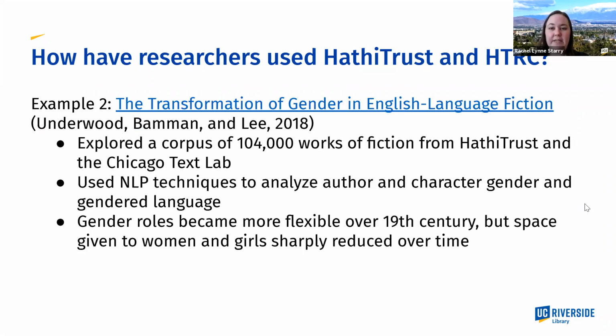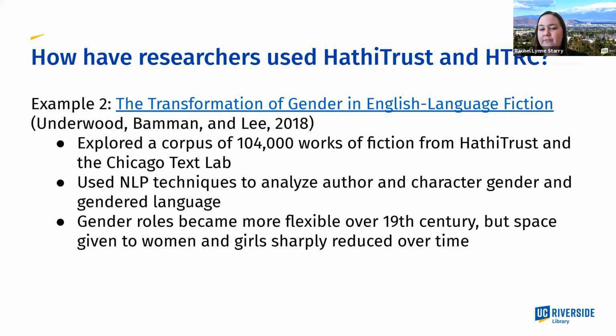Another really fantastic example is a project called The Transformation of Gender in English Language Fiction. A group of researchers used the HathiTrust collections alongside corpora from the Chicago Text Lab to explore the changing significance of gender in fiction published from 1780 all the way through the early 21st century. They analyzed a corpus of over 100,000 works of fiction, considering both the gender of authors and the signs of gender that they used in creating characters, using natural language processing methods.